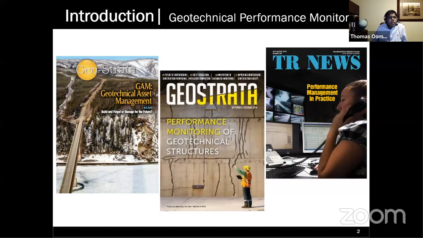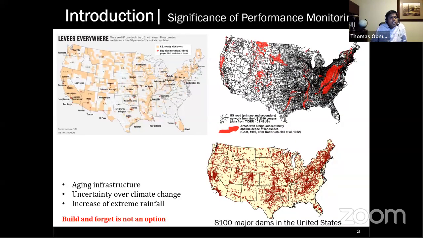And I would actually begin by showing you what is the significance of this performance monitoring? How is it done currently? And how can we do it differently with remote sensing? So I would show you some case studies where I can hopefully convince you that there are ways we can do it differently using remote sensing. So to begin with, the significance of performance monitoring.